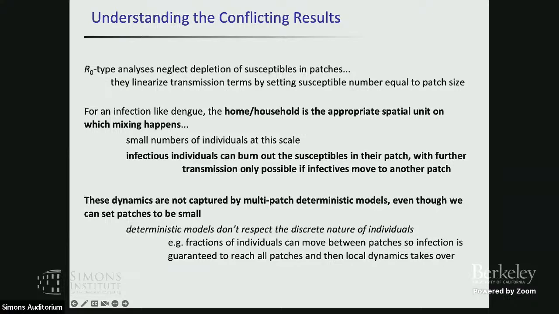So you have that intrinsic spatial scale of the house that is sort of irreducible, not in the mathematical sense, but there's that irreducible biological component of transmission. And so this sort of dynamics are never going to be captured by that sort of deterministic R0 type analysis. Even though we can set patch sizes to be small, those deterministic models simply don't respect the fact that individuals are discrete. And so, in a house of size 5, loss of one susceptible has a pretty large impact on transmission in that house.